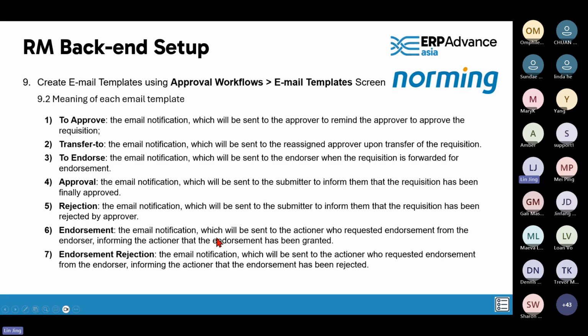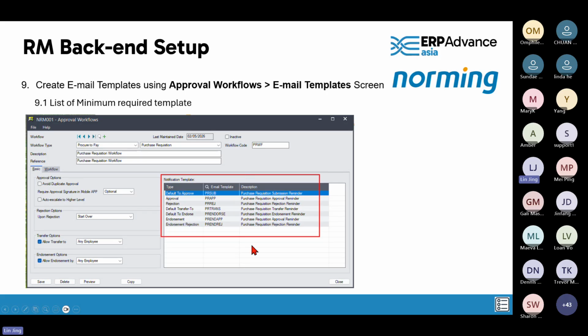So endorsement is when the actioner requests some endorsement from the endorser. The endorser completes it and submits, and then the system will send an email to this actioner saying, oh, endorsement has been granted. And endorsement rejection is when an endorsement is rejected, then the actioner will receive this email notification. So these are the meanings for these parts.